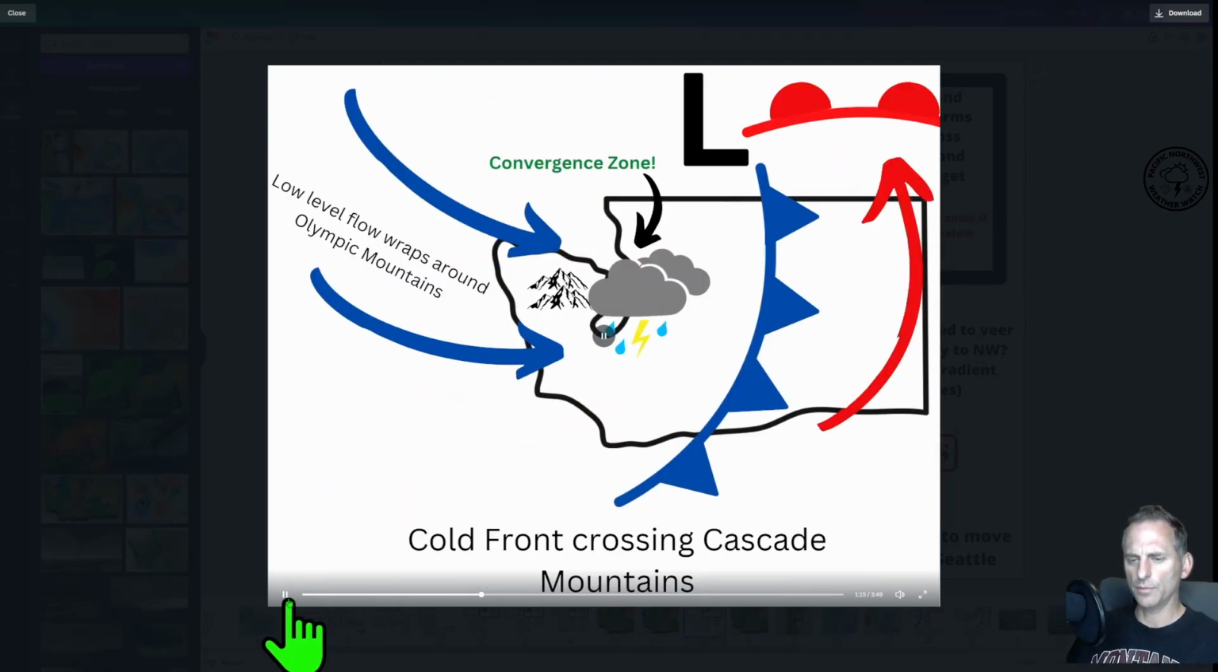Let's go ahead and let this play a little bit here, and then I'll pause it. You can see low-level flow wraps around the Olympic Mountains. The cold front is passing the Cascades at this time, so you get that low-level flow, and you can start to get that west-northwesterly flow you need to converge around the Olympic Mountains here, and that's where the convergence zone is likely to set up. And again, depending on this prevailing wind, will it penetrate further south of Seattle? Will it hang out north of Seattle? It just depends on each individual system coming up.